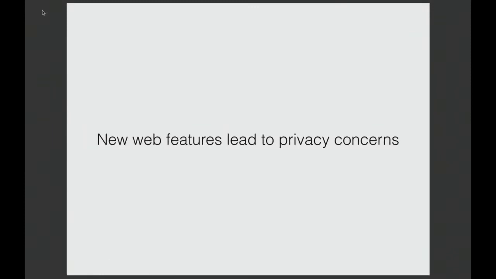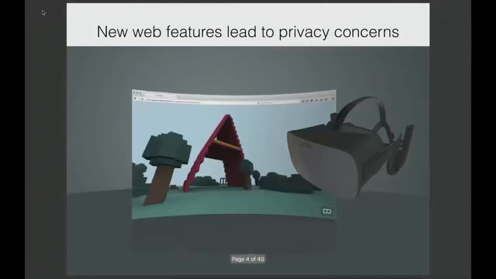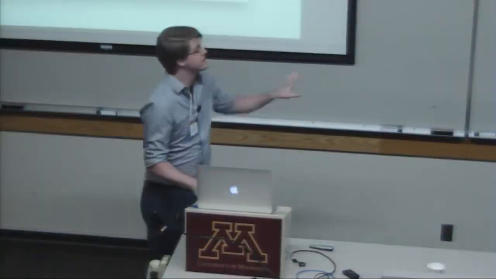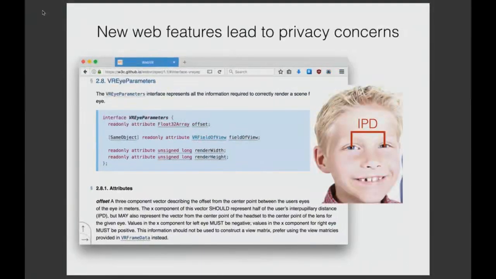I'm sure I don't really need to convince anyone here that new web features lead to privacy concerns, right? But the one example I like to give of how things might be changing is virtual reality, and specifically WebVR. You can have virtual reality in the browser. You can go to a page, and they can drop you into this VR session. But part of doing VR is configuring the headset, and part of configuring a headset is knowing some parameters about the user's eyes, and specifically the interpupillary distance.